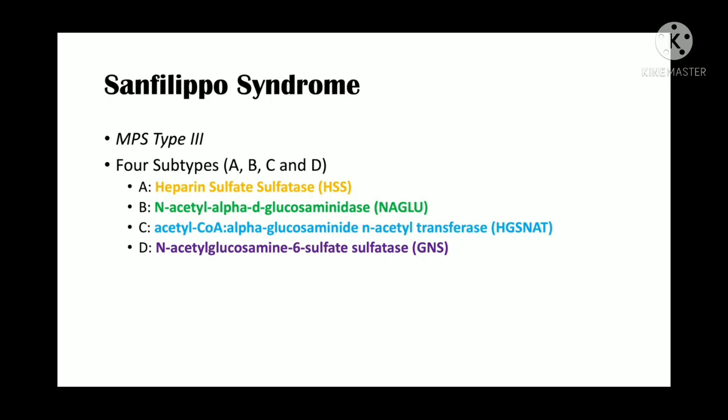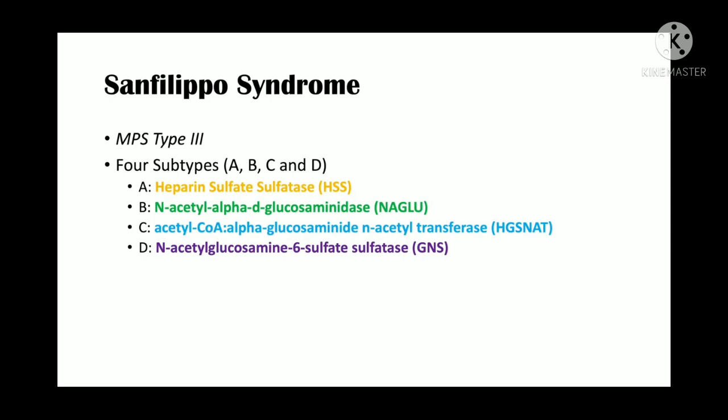There are actually 4 subtypes, type A, B, C, and D, and there are 4 subtypes because there are 4 enzymes involved in the metabolism and breakdown of heparan sulfate. So each of these enzymes can be affected, leading to this condition. Type 3A is actually the most common. Type A is due to deficiency in heparan sulfate sulfatase, or HSS. Type B is due to deficiency in N-acetyl-alpha-D-glucosaminidase, or NAGLU. So deficiency in this enzyme causes type 3B.